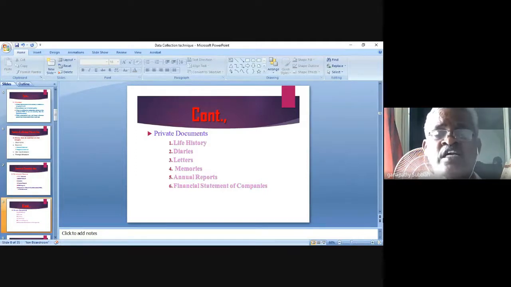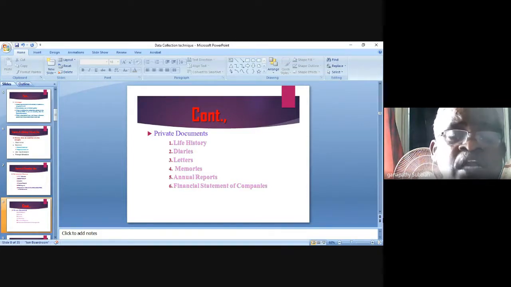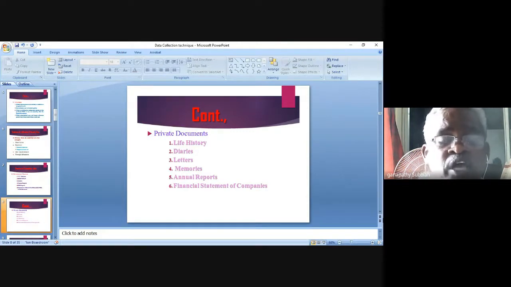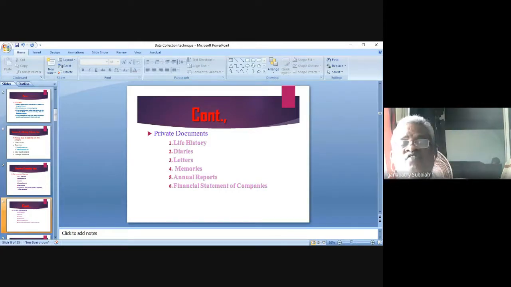Then the sixth one, financial statements of companies. Each and every company has to publish the financial statement for every annual general meeting. The researcher can know the information about the performance of the company from the financial statement.